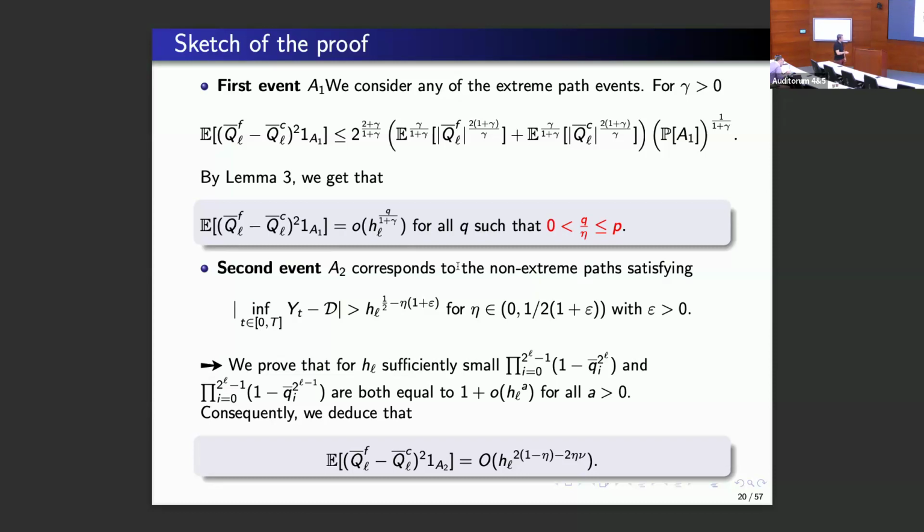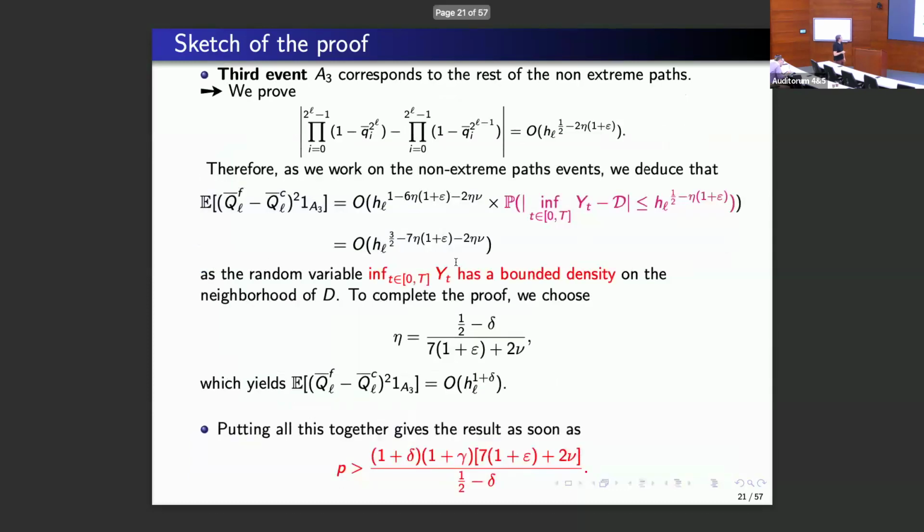So we can make this term as small with this order. And the third term is still the non-extreme event, but the complementary of the second one. And here appears, if you write together the difference of the product, you are happy because both products, the one coming from the fine approximation and the one coming from the coarse approximation, have the same number of terms. And so you can do a nice analysis.